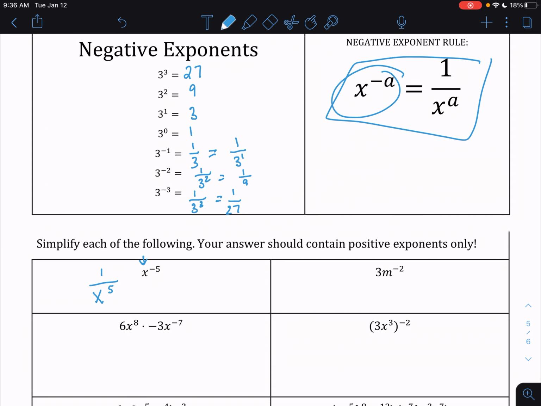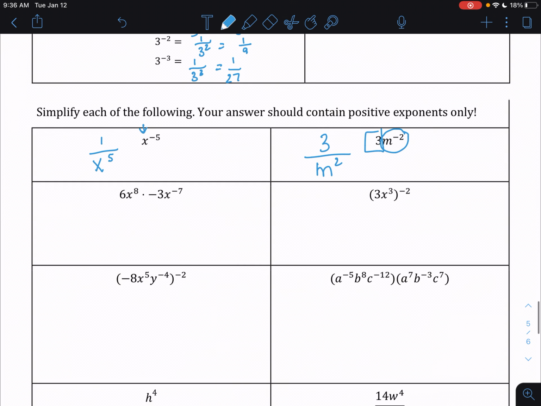3 times m to the negative 2. When you have a whole number in the front, that stays in the top of the fraction. So 3/m squared would be our answer for this one. This part goes in the bottom, and your whole number stays on the top. Okay, let's go to our next one.